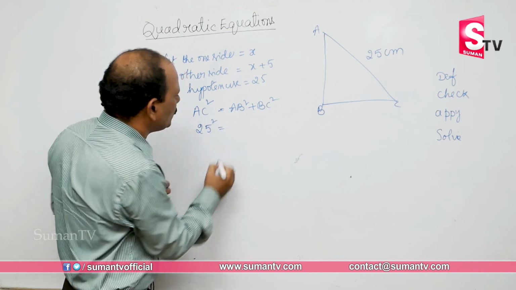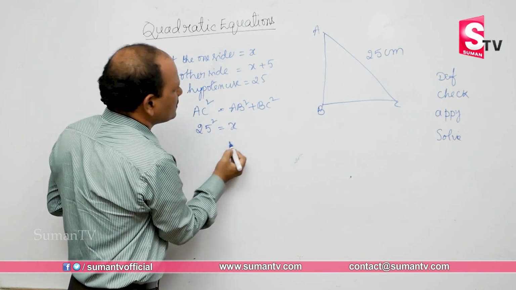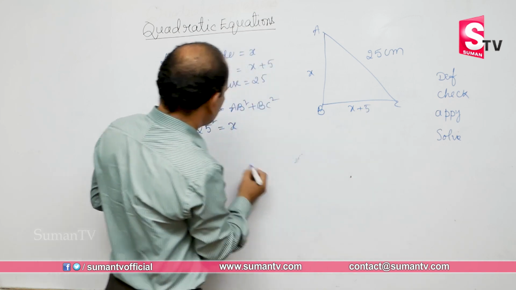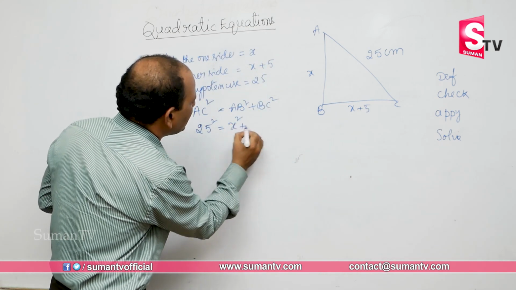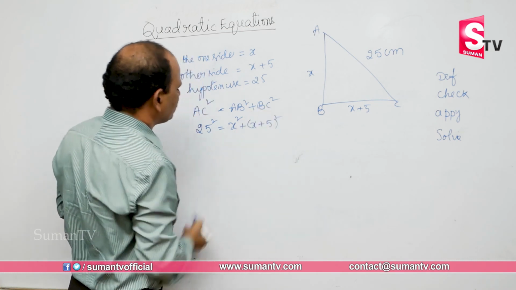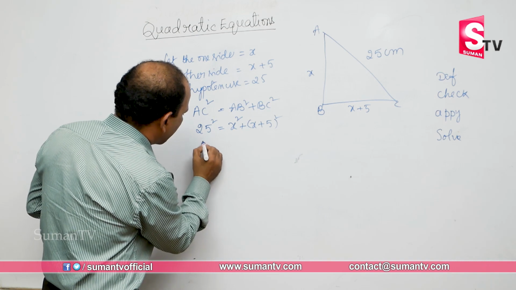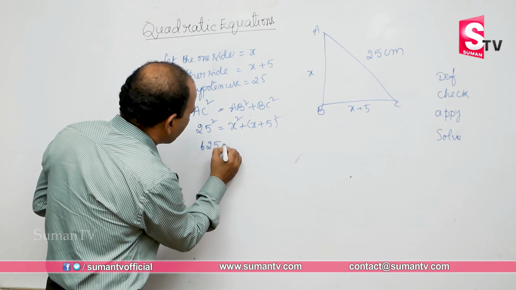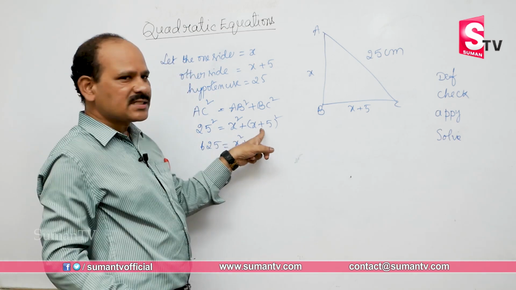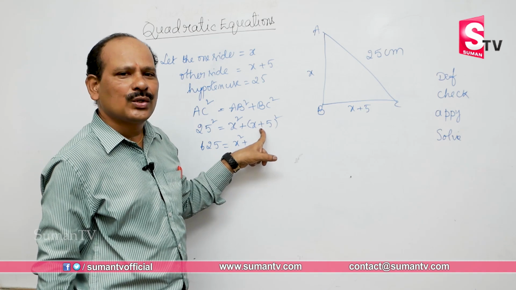25 square is equal to AB square. Let us say that is x. The other one is x plus 5. So x square plus (x plus 5) whole square, 25 square, that is equal to 625. Now this x plus 5, we have to expand this term, x plus 5 whole square.